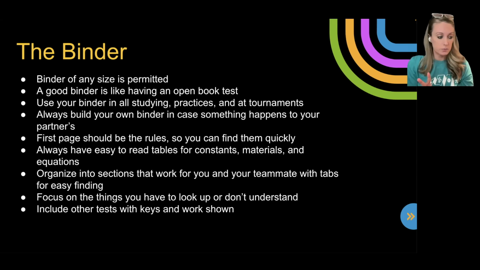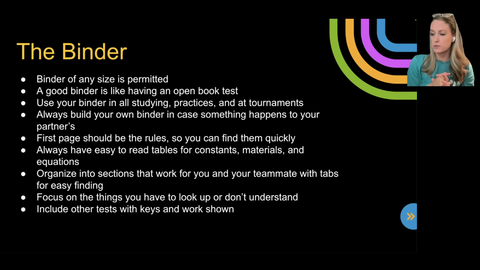I would suggest having two binders, one for each kid. They can be identical, that's fine. But if one gets lost or one forgets to bring it, you have that other one as backup. The first page in your binder should be the copy of the rules so that they know that they're there. They refer to them often, and there's never any question of, oh, do I need to know this or do I not need to know this? It's just right there in the binder always.